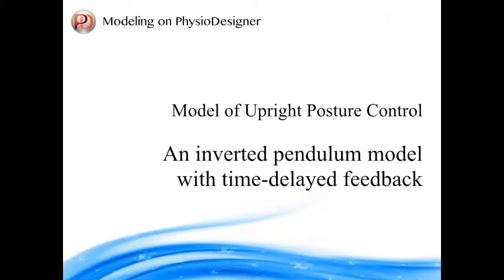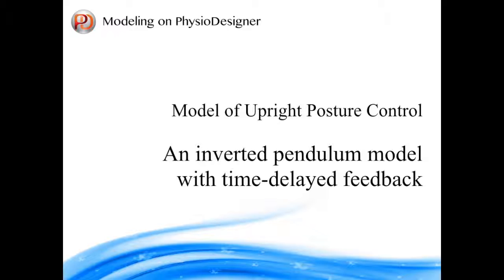In this tutorial series, we are going to create a model of human upright posture control on PhysioDesigner. This time, we modify the Model 1 that we created in the previous tutorial and introduce a time-delayed feedback.